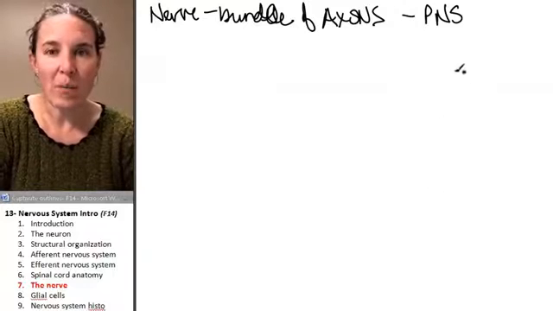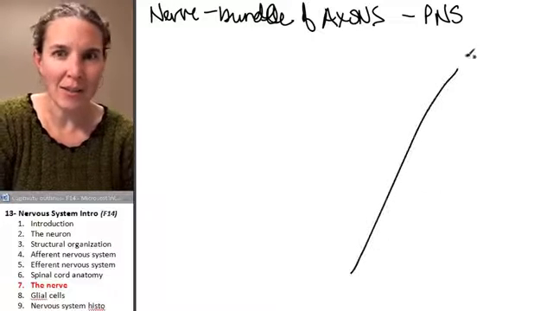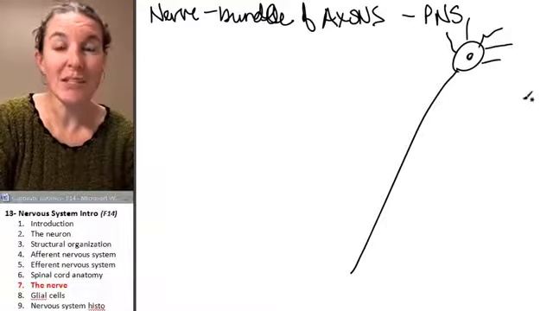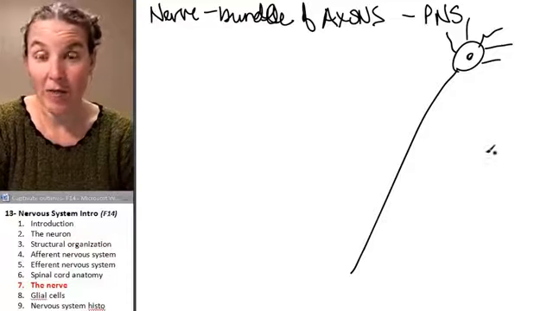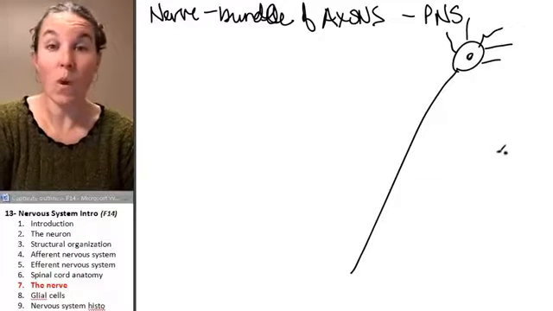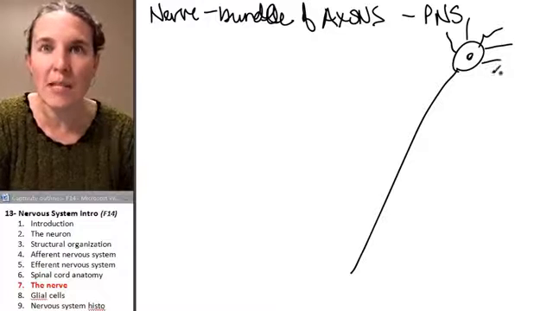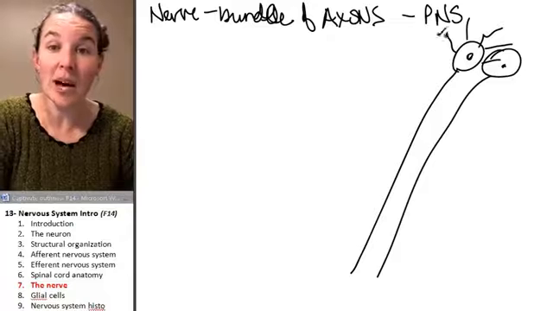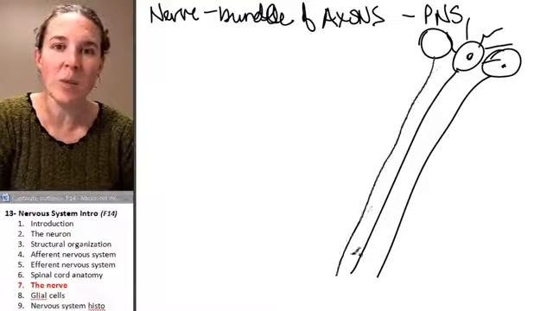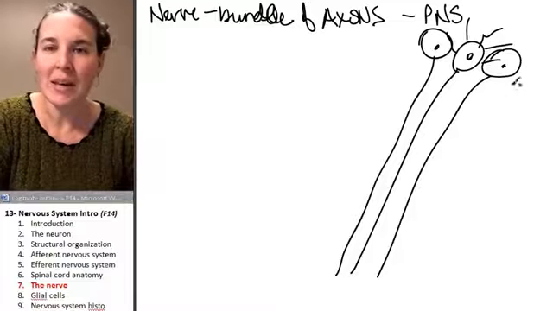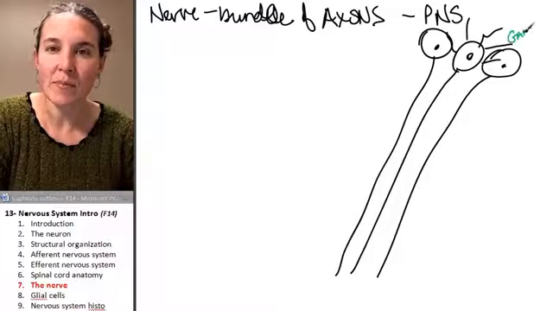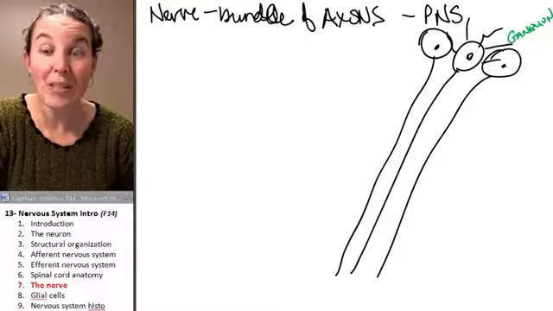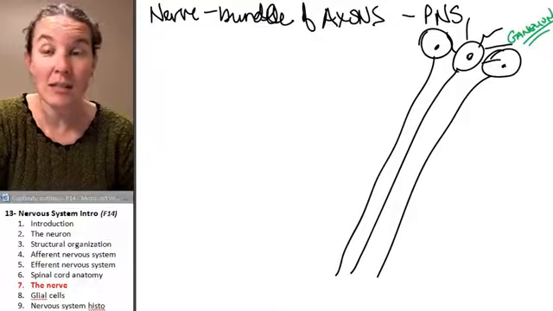So that means that we probably are going to have axons in our nerve. Look, who's this guy? It's my cell body. Is my cell body part of my nerve? No, because a bundle of cell bodies in the peripheral nervous system is what? That would be a ganglion. Like the posterior root ganglion, a bundle of cell bodies.